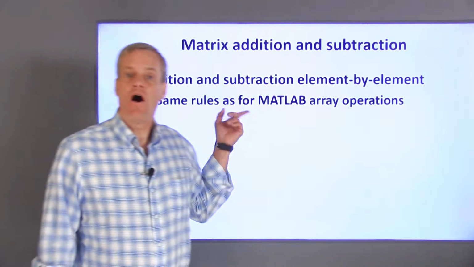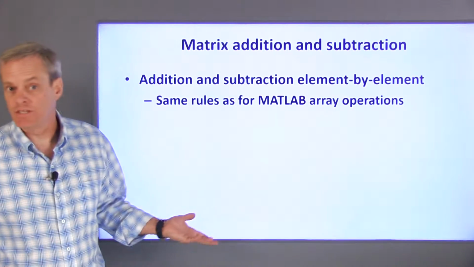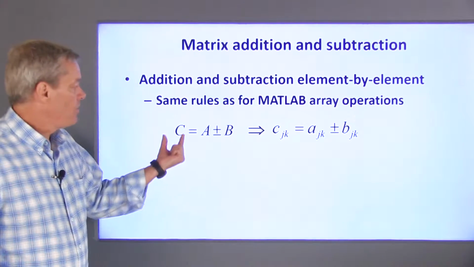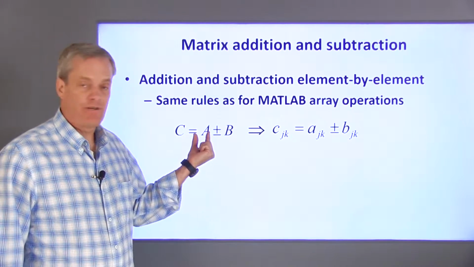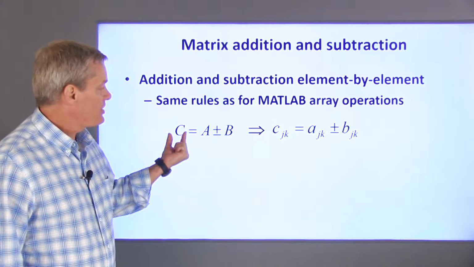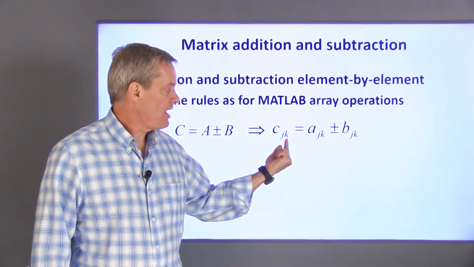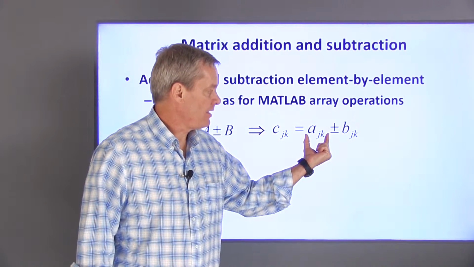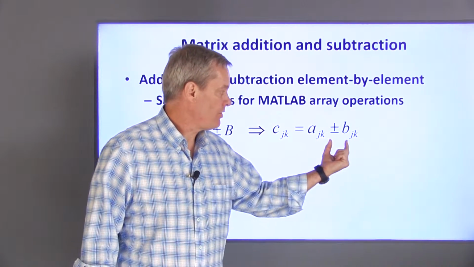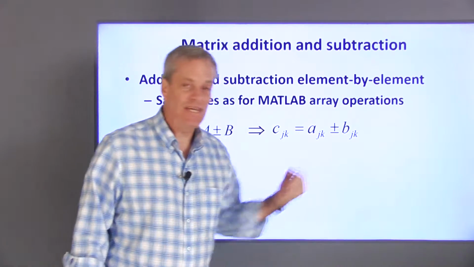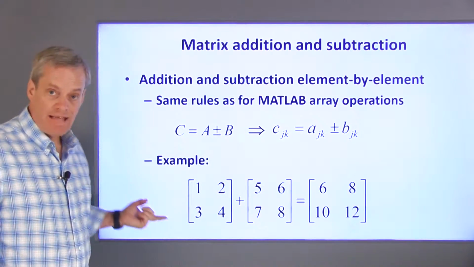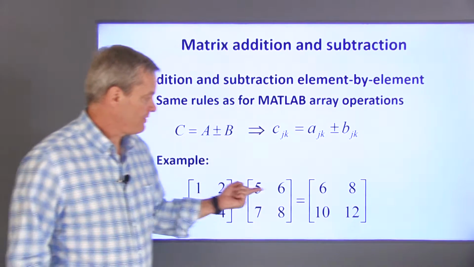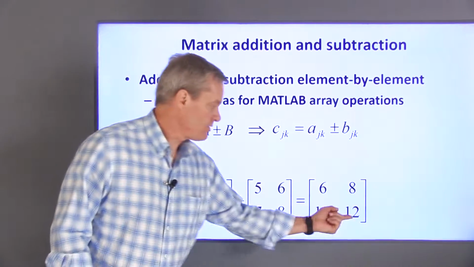First, I'll talk about addition and subtraction under the rules of linear algebra. These operations are the same as the array operations of addition and subtraction. The operations are done element by element. So, if a matrix C is equal to a matrix A plus a matrix B, each element in C, so C sub jk, the element at the jth row and the kth column, is the sum of the element in A at the jth row and kth column plus the element in B at that location. As an example, if I add these two arrays, I get this result. 1 plus 5 is 6, 4 plus 8 is 12, and so on.